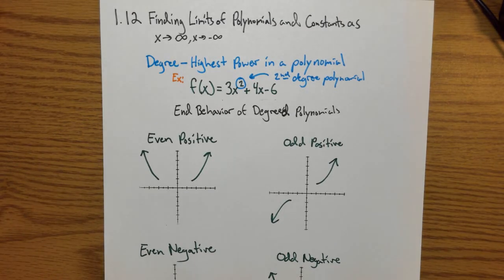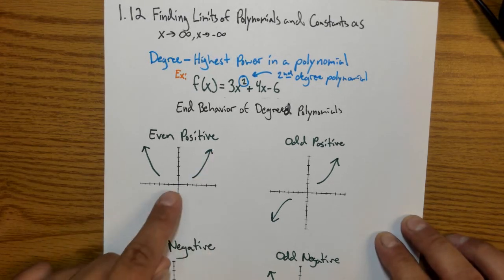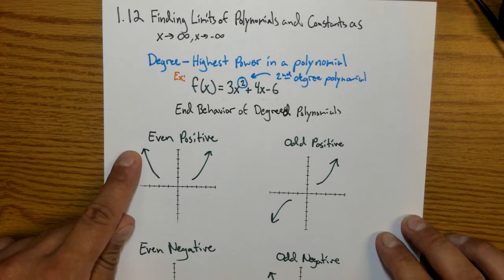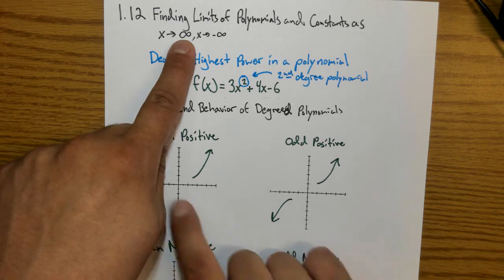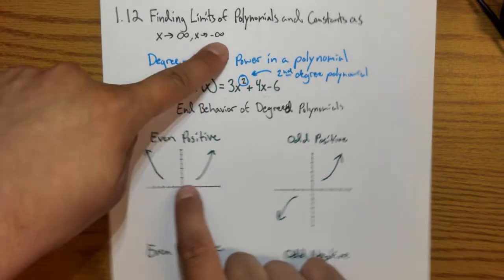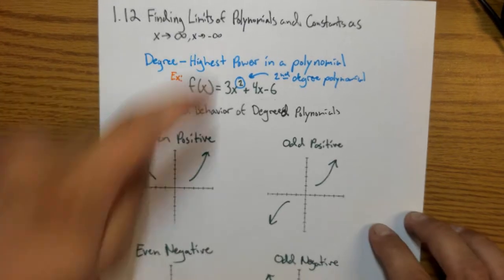Now, why is that important? Well, the degree of a polynomial affects its end behavior. And the end behavior is what happens to a function as we go very far right and what happens to a function as we go very far left. Maybe how far? Maybe infinity, and maybe negative infinity to the left.